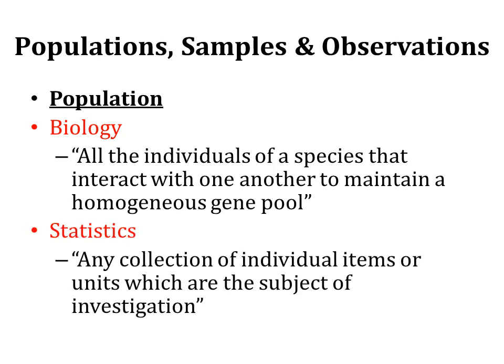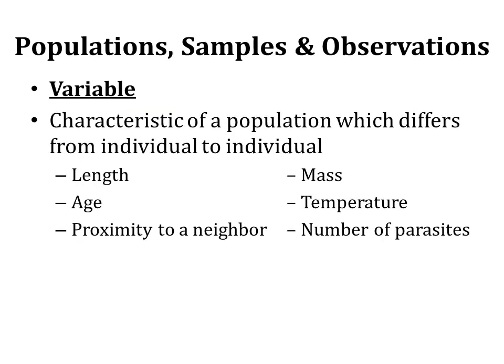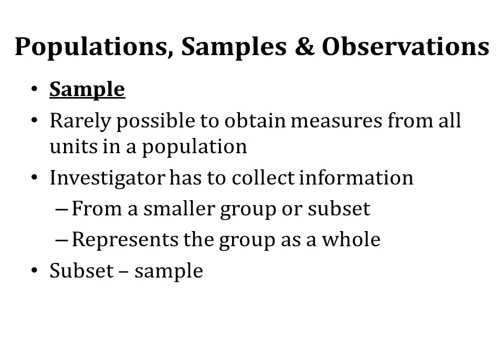So what is the definition in statistics? It is any collection of individual items or units which are the subject of investigation. So that is known as a population in statistics. Then variable. Variable is that characteristic of a population which differs from individual to individual, for example, length, mass, age, temperature, proximity to a neighbor, or number of parasites. So that characteristic is known as variable, which is not constant, but which is variable, which differs from one individual to another individual in the population.